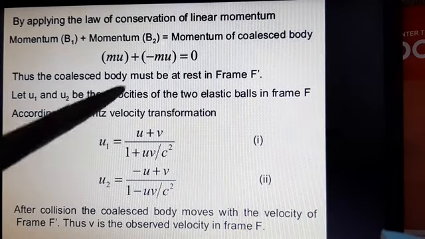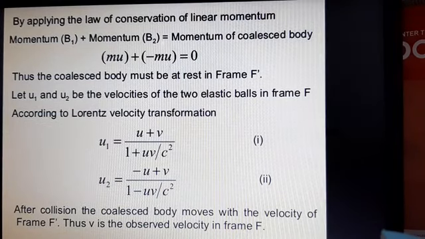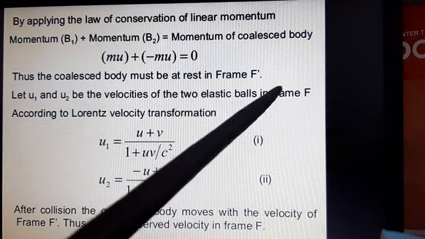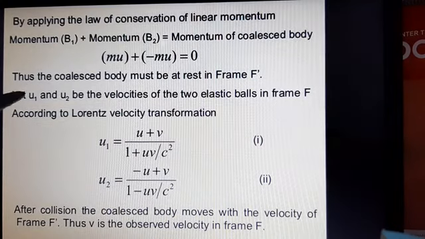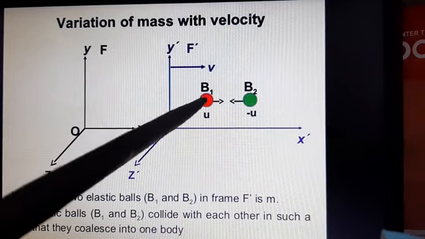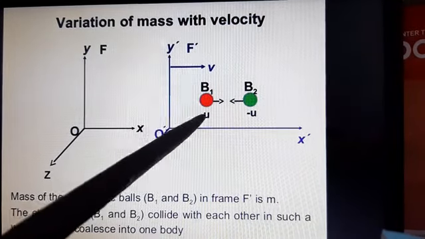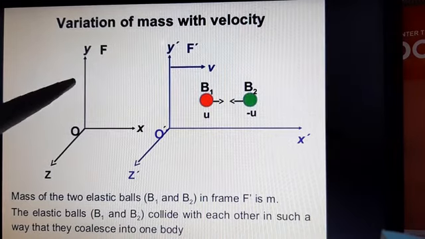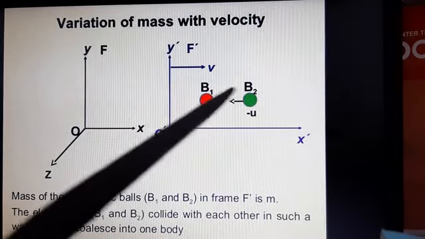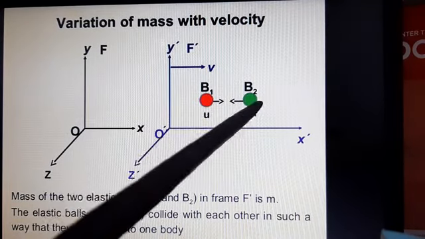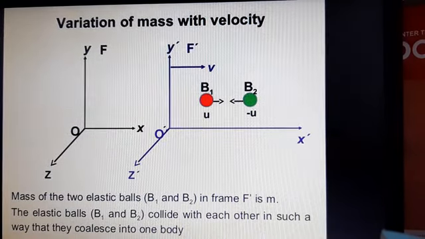Now what is happening in the F frame, the first frame? Let u1 and u2 be the velocities of the two elastic balls, the same balls, in frame F. So with respect to frame F, these balls are moving with velocities u1 and u2. It is not true in the F frame that the velocities and masses are equal. So in the F frame, the balls are moving with velocities u1 and u2, and the masses are also not equal. Let us see.